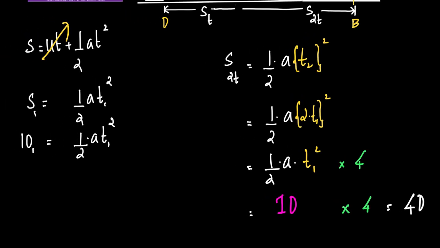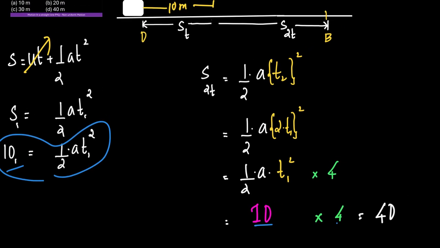Now, what is half a into t1 square? Half a into t1 square is s1, which is equal to 10 from the question. So this becomes 10 into 4, which is equal to 40.